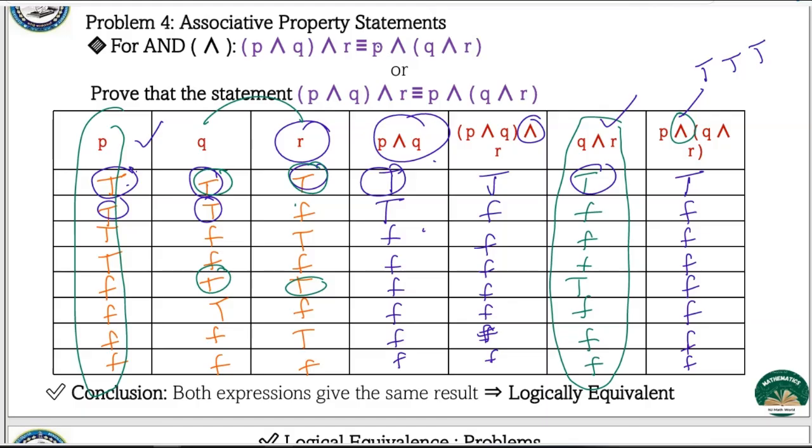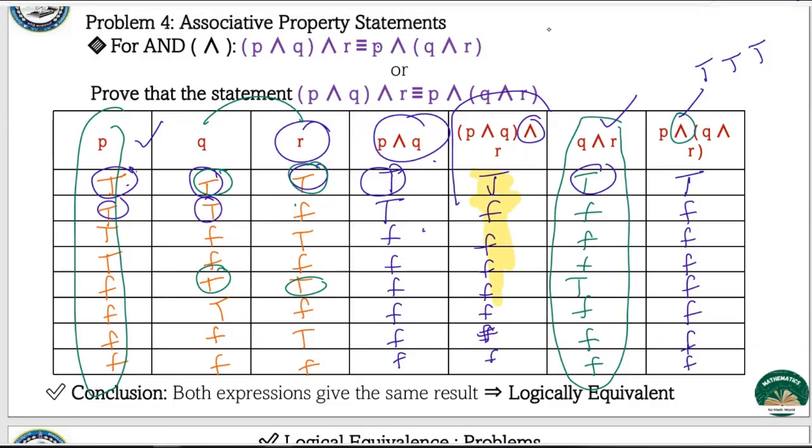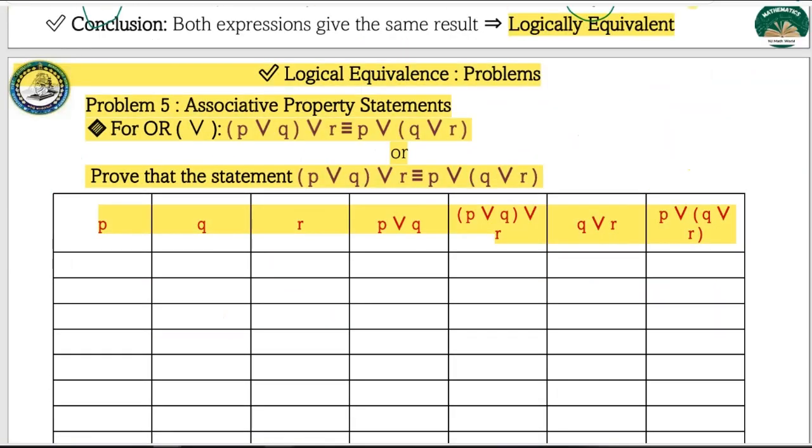Now we have to check whether LHS is equal to RHS. Which is our LHS here? It is P and Q and R. So this is our LHS, and the RHS will be this side. So we'll just check whether the values are the same. Yes, it is T, and the remaining are all false. Therefore, it is a logically equivalent statement.